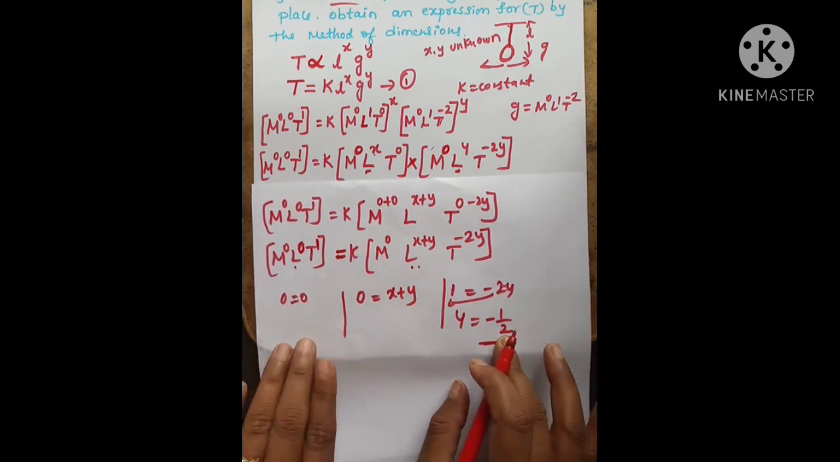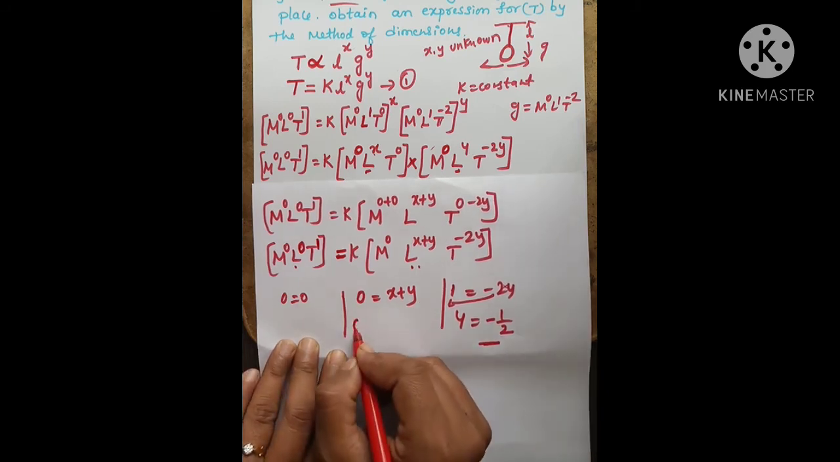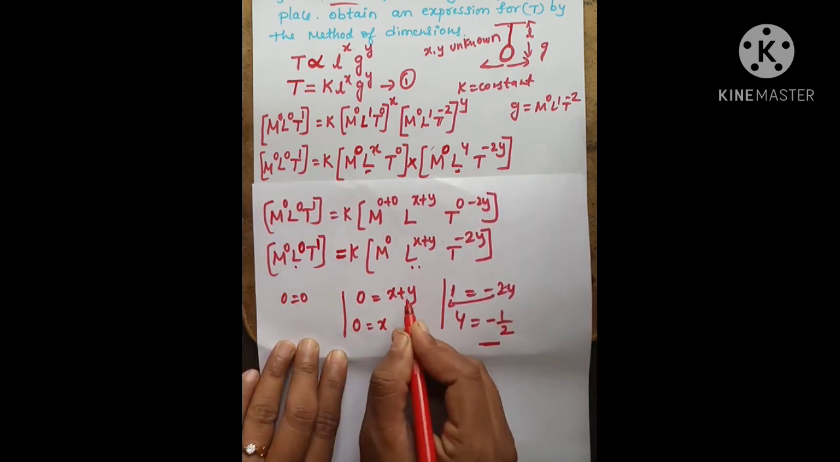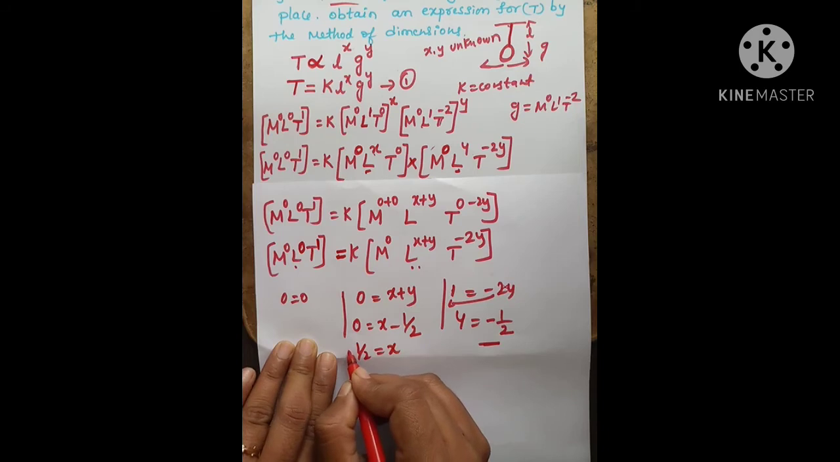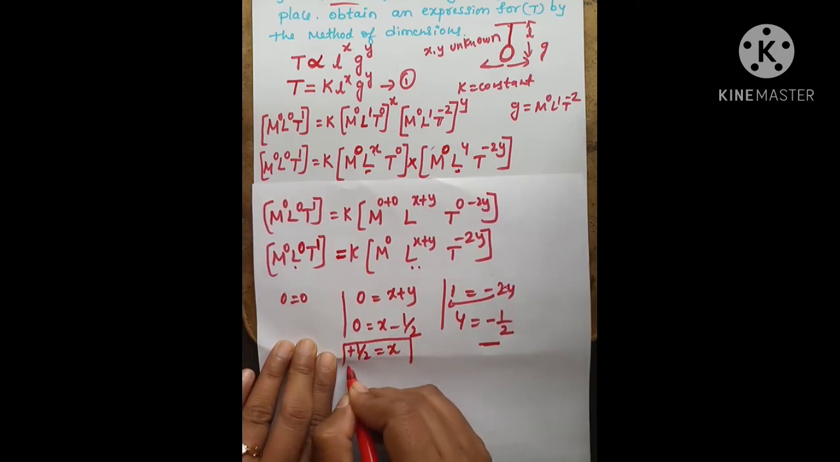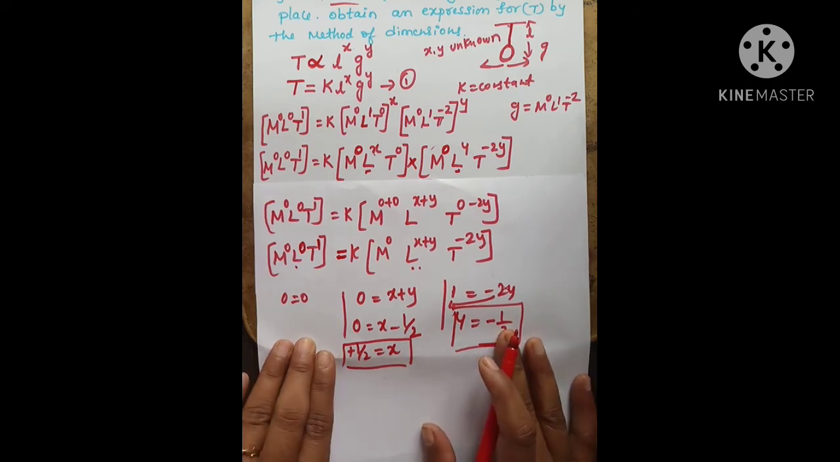Okay, substitute this minus 1 by 2, the value of y, here: 0 is equal to x plus y. What is the value of y? Minus half. Therefore this comes to the other side, and it will become plus half. We have y is equal to minus half, x is equal to plus half.